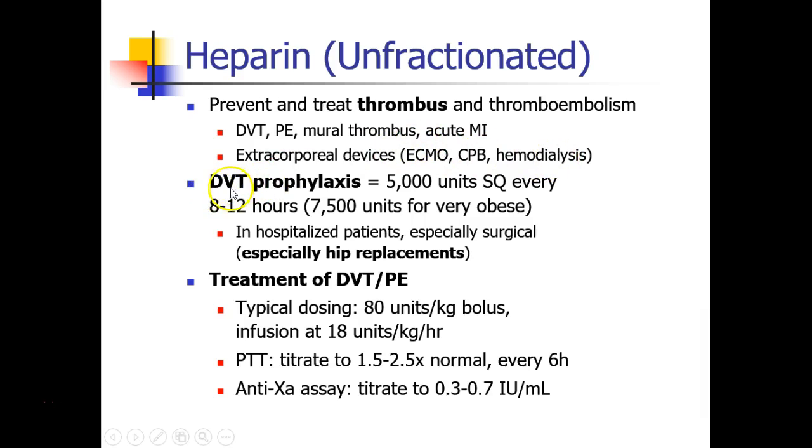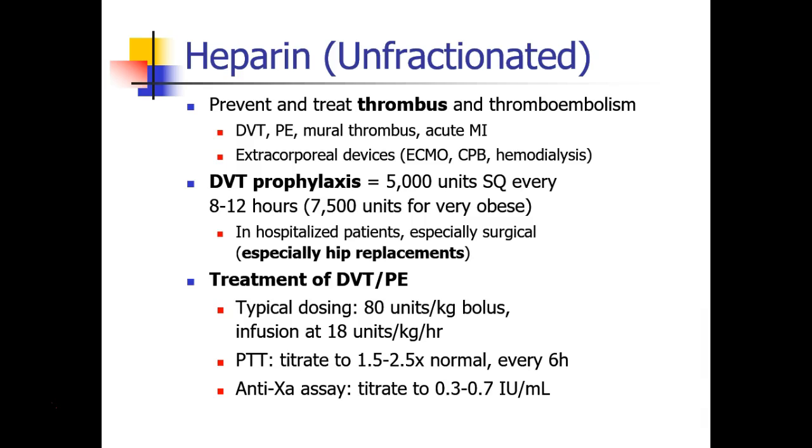Heparin is also given routinely to inpatients to prevent DVTs. Usually the dose is 5,000 units subcutaneously every 8 to 12 hours, sometimes increased to 7,500 units for patients who are very obese. Like I said, this is used in many hospitalized patients, especially surgical patients, and certain procedures like hip replacements put patients at very high risk for blood clots, and so we'll see them being very strict about giving heparin to these patients.